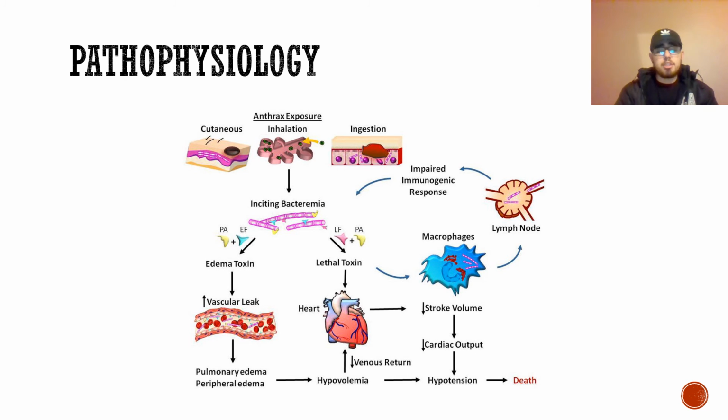So this is just a picture of the cardiovascular effects. You can see in each type of anthrax that the edema toxin and the lethal toxins start working their way into the vessels and the heart, and they cause hypovolemia, low cardiac output, hypotension, and then death.